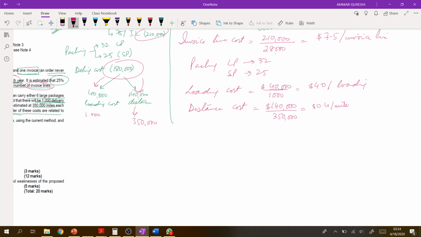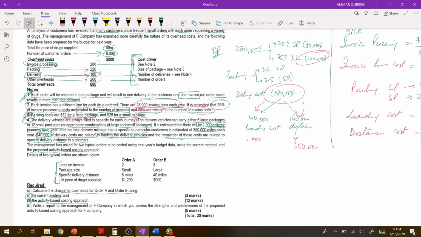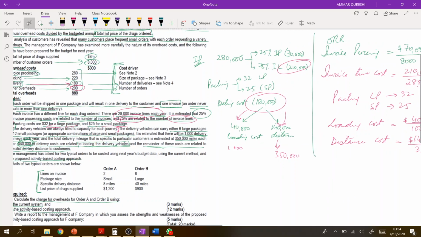Now, what's the next point? So we are done with the calculation. No, there is one more cost pool: general overheads. Other overheads are 200,000, and that can be distributed on the basis of number of orders, right? So 200,000, and how many orders? We are expecting 8,000 orders, right?